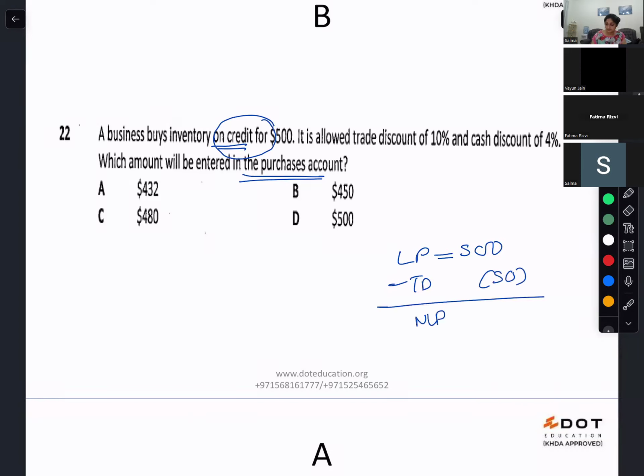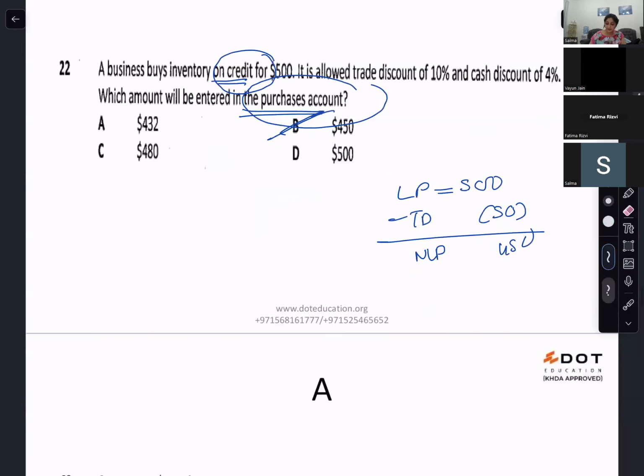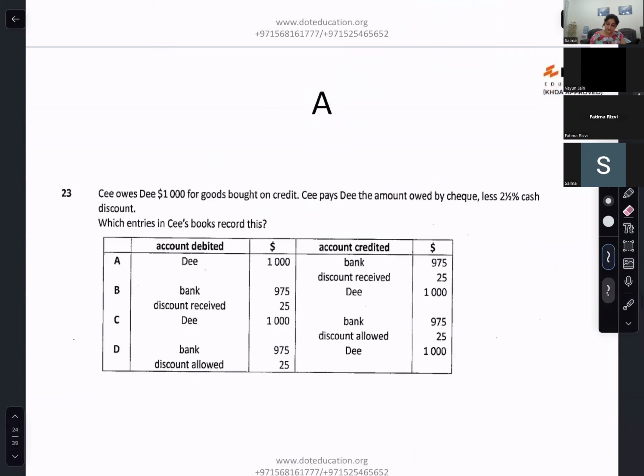That's a total of 450 net list price. In the purchases account, which side is it recorded? Debit side. Very good. Purchases is always debit.